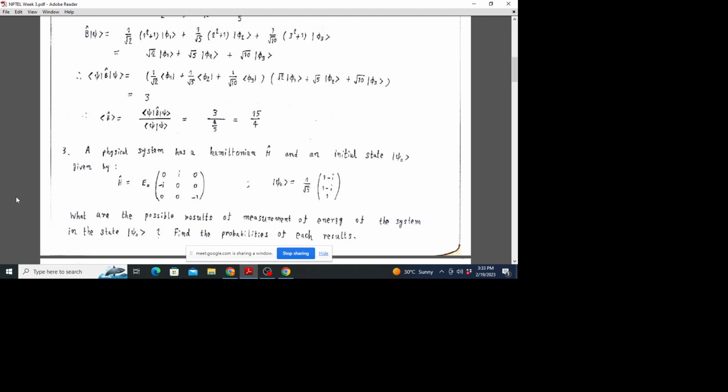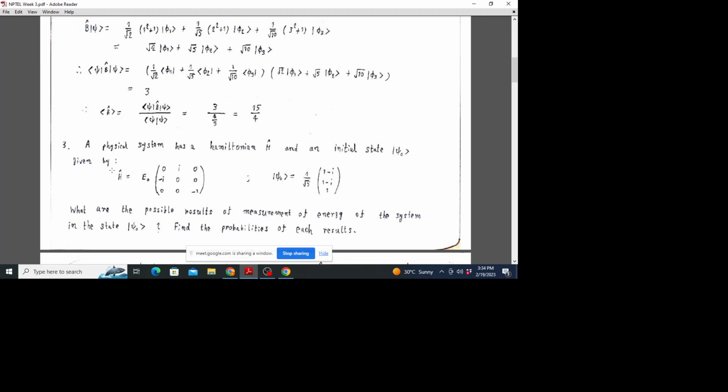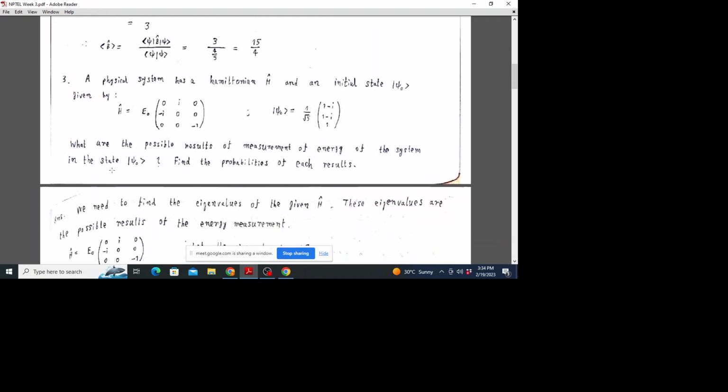And probability will be given by, we will see. For now, remember that the possible results of the measurement of energy are the energy eigenvalues. So we need to find the eigenvalues of the given H, and these eigenvalues are the possible results of the energy measurement. So now we have to find the eigenvalues of this given 3x3 matrix.